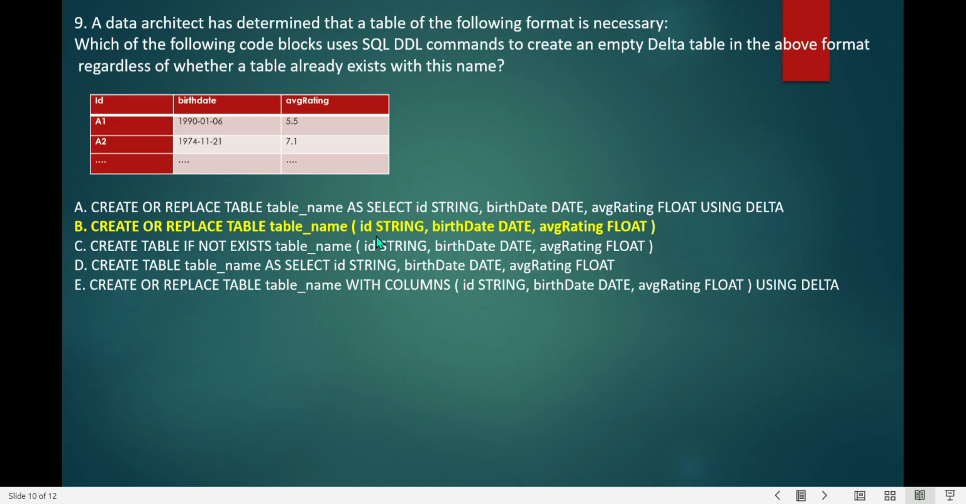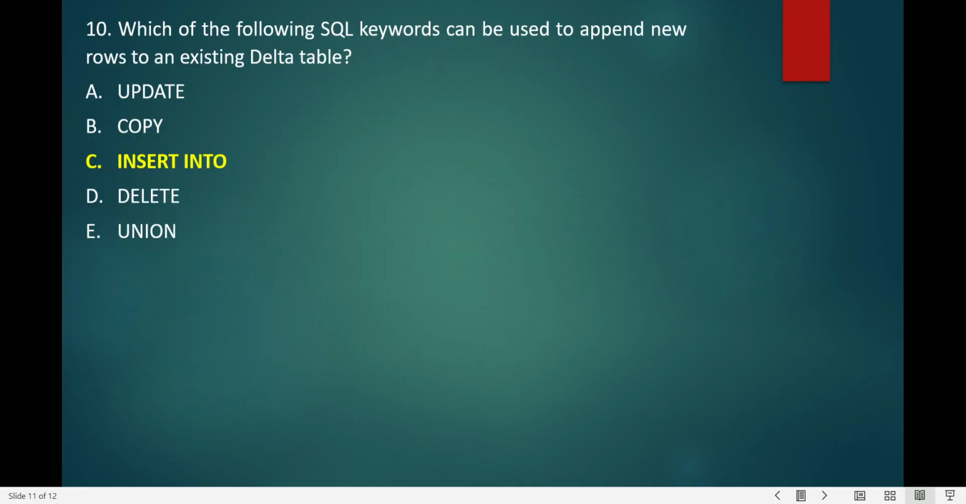So coming to option B, create or replace table name with columns. It uses create or replace table, which drops and recreates the table if it already exists. It defines an empty Delta table with a specified schema. In Databricks SQL, this automatically creates a Delta Lake table by default. So it matches the architect's need: an empty table, overrides if it exists, and defines the schema.